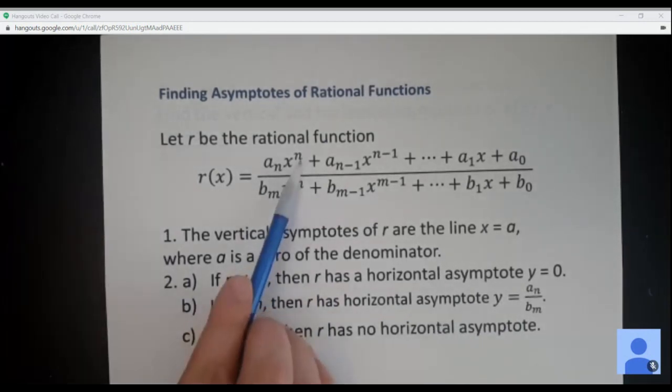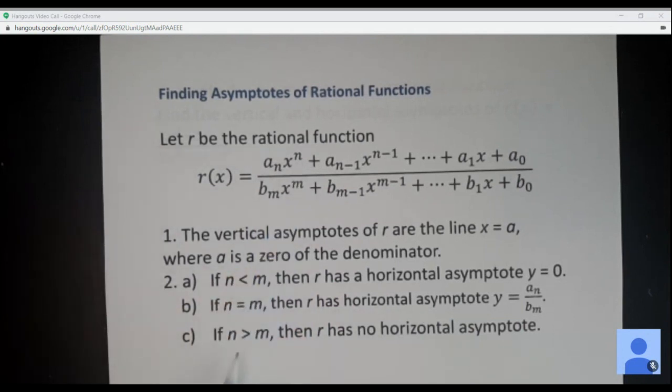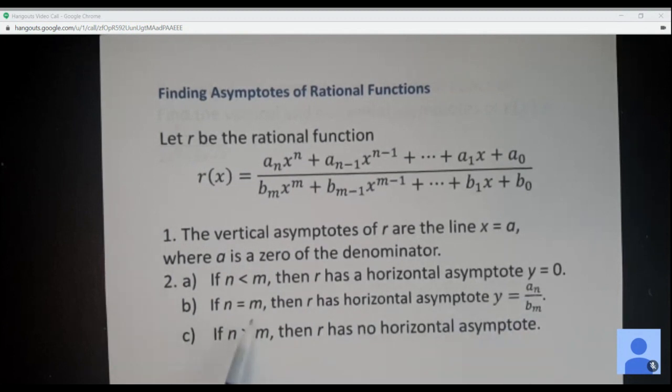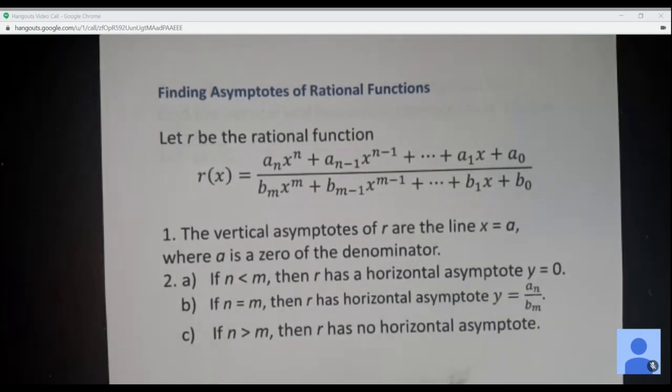If the degree in the numerator is bigger than the degree in the denominator, then we don't have a horizontal asymptote at all. Okay, so those are the three cases, right? And so that's what we have to look at: compare your degrees on top and bottom, and then follow these rules. Smaller on top than the bottom, y equals 0. Equal degrees, divide the coefficients. If the top is bigger than the bottom, then there is no horizontal asymptote at all.